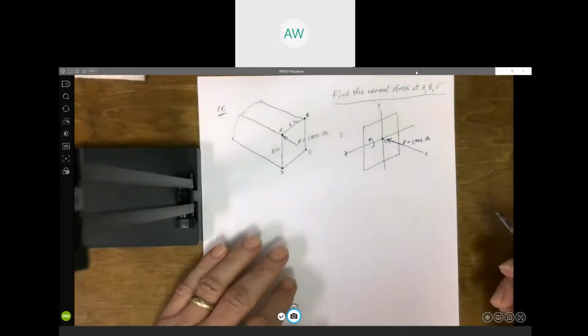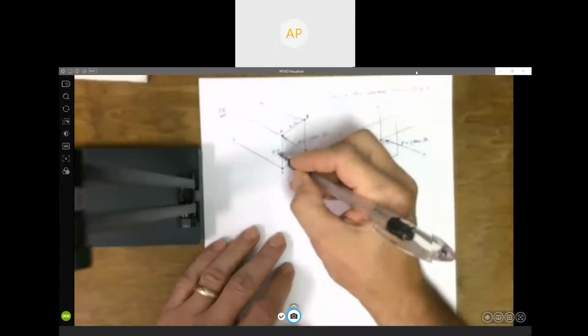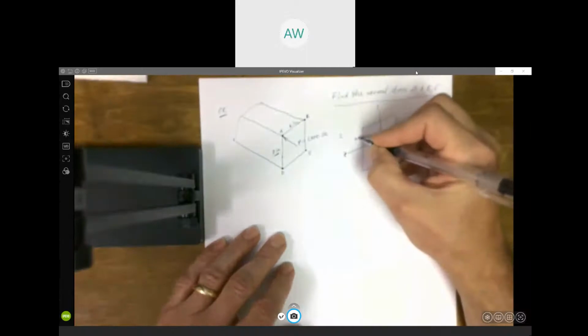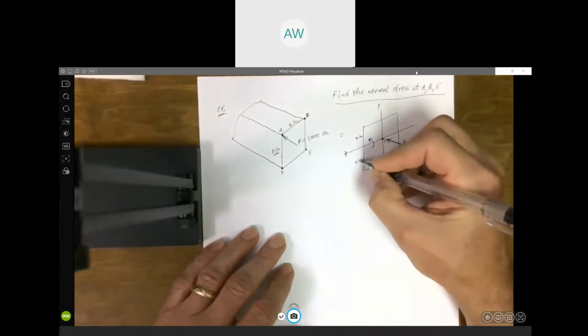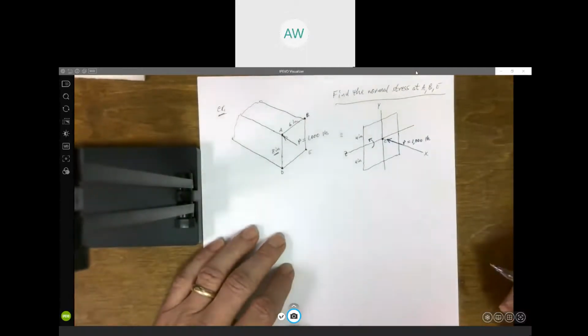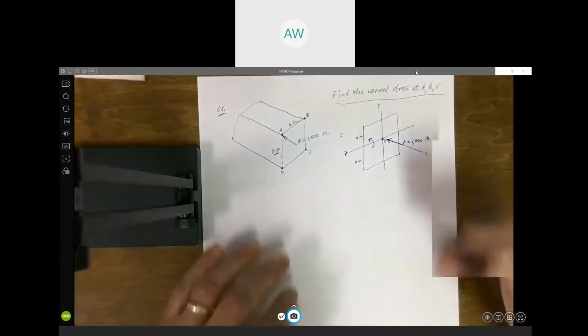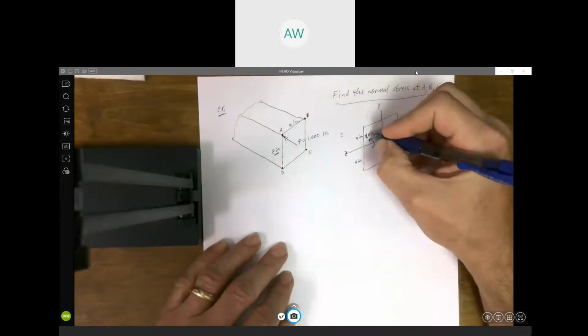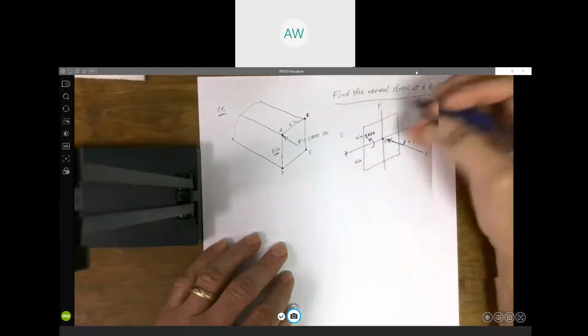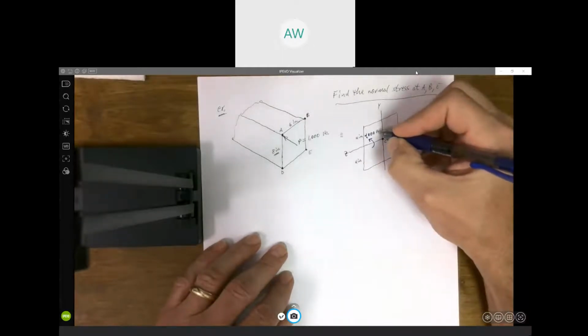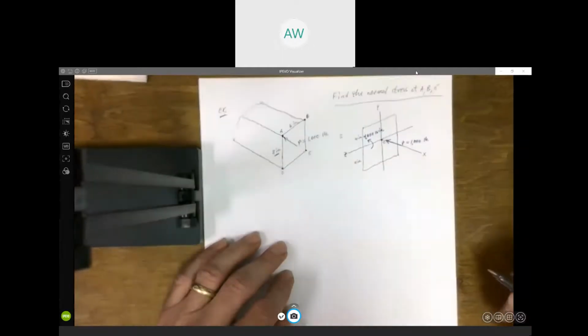4,000. So it would be 4,000, right? If this is 8 inches tall, this is 4 inches. This is 4 inches, right? The centroid's right in the middle of a rectangle. So this would be a 4,000 inch-pounds in that direction.